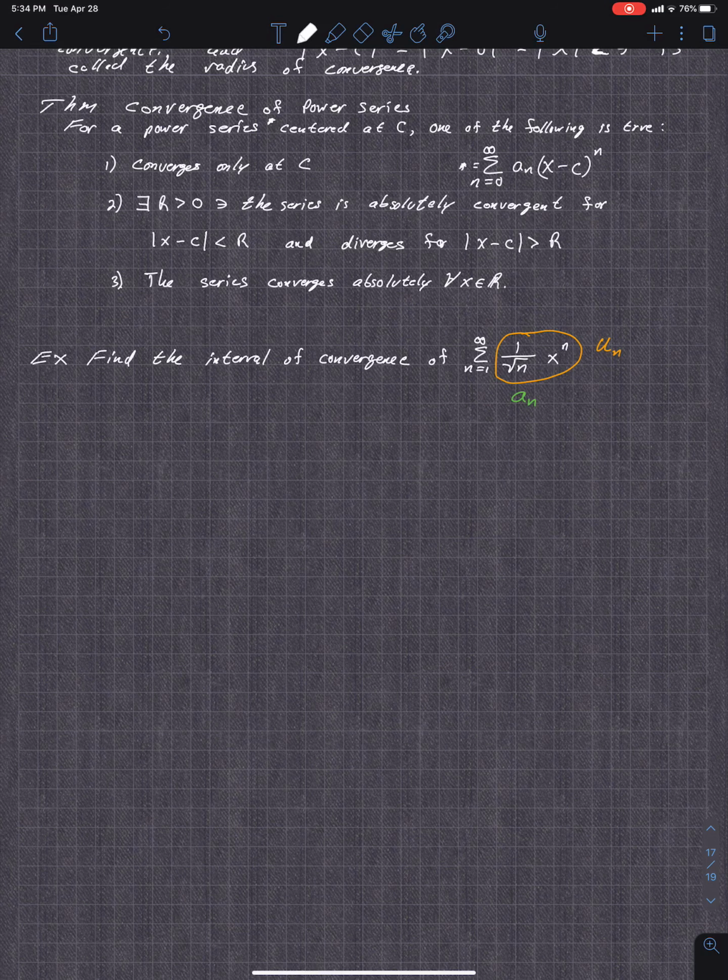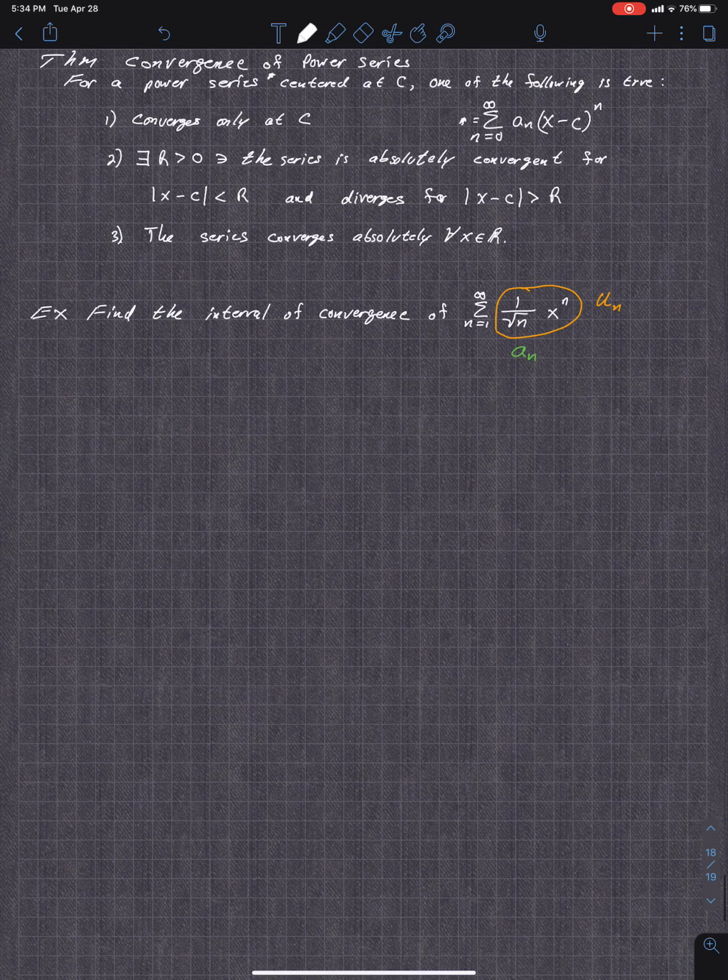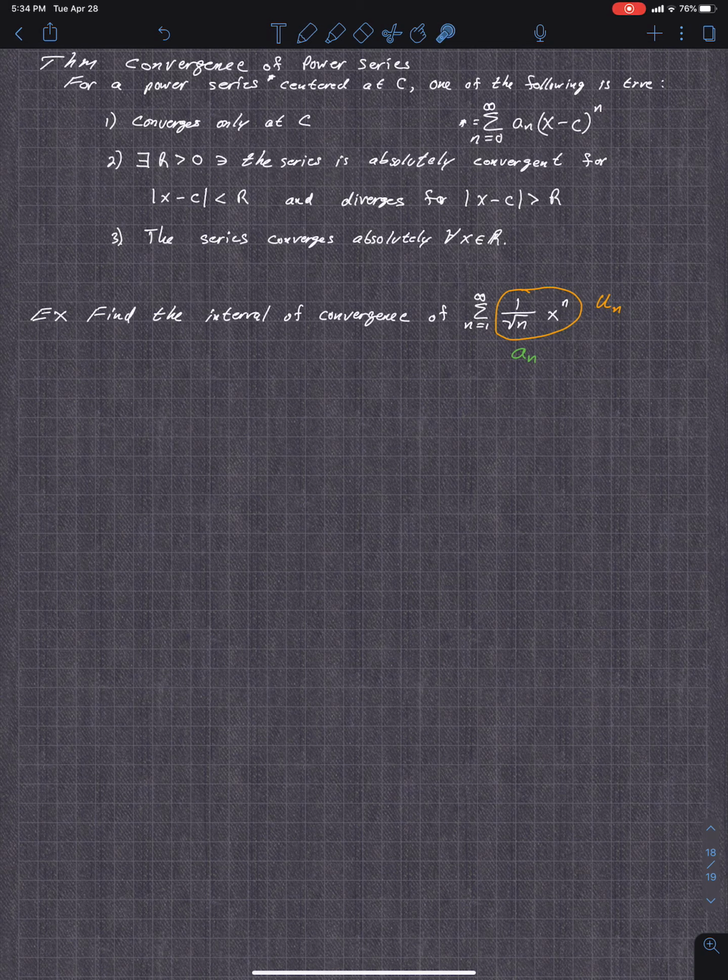Let's continue on power series. So here's the next theorem. Theorem: convergence of power series. For a power series, and I put it right here just to remind us what a power series looks like, centered at c, one of the following is true. First, it converges only at c, which means basically you put in c here and you get 0. So that's not a very interesting convergence, but it's true.